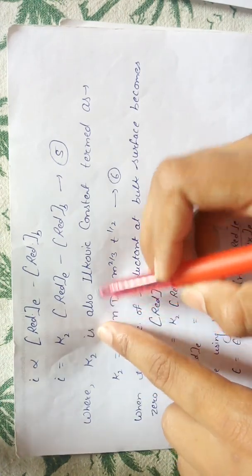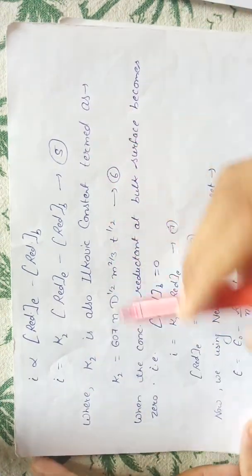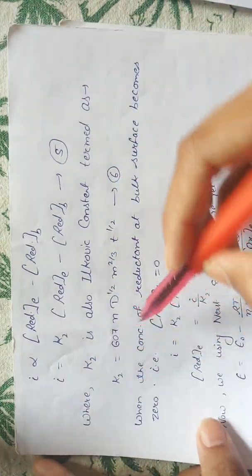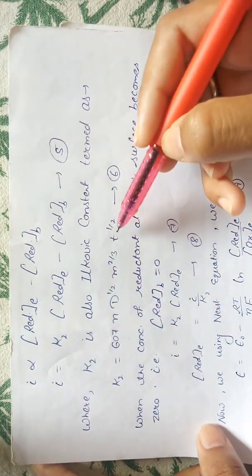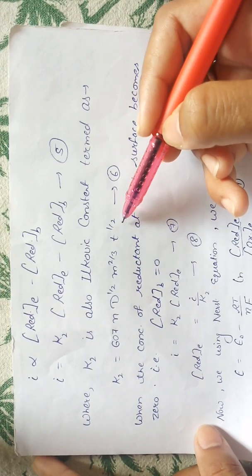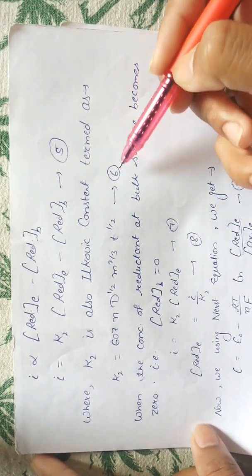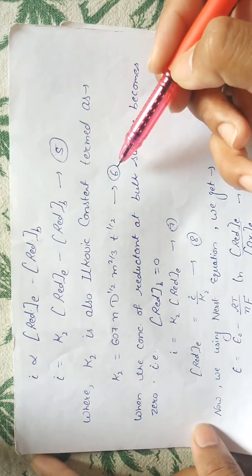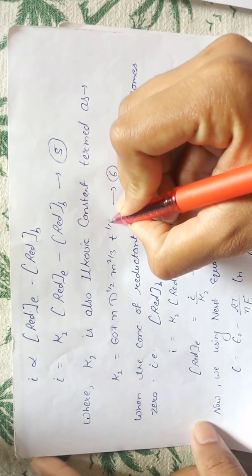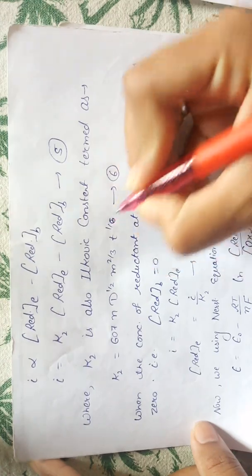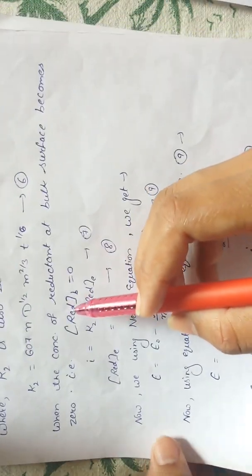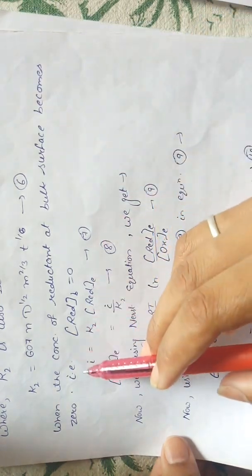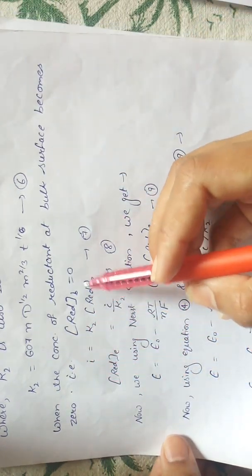K2 is also an Ilkovic constant, which is equal to 607 n d to the power half m to the power 2 by 3 t to the power 1 by 6. That is equation number 6. Sorry guys, t to the power should be 1 by 6.